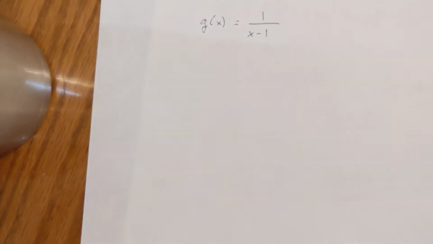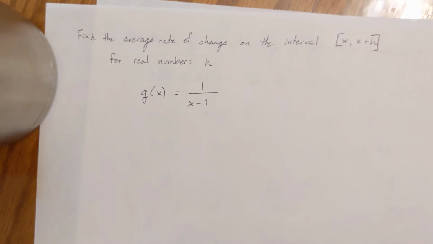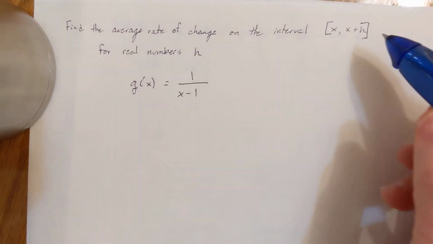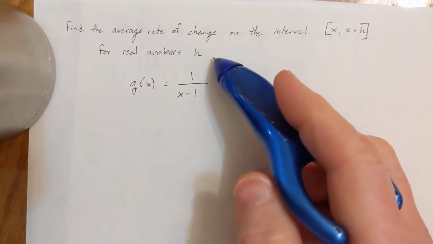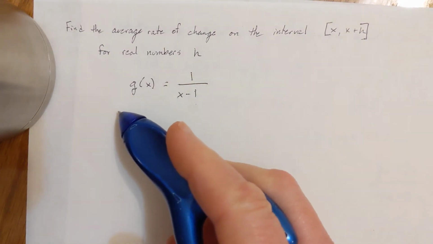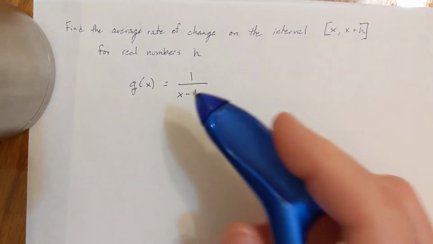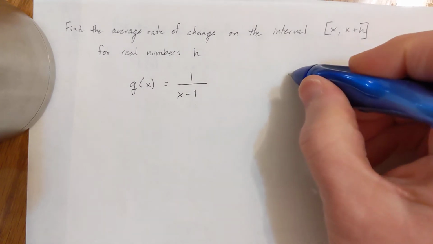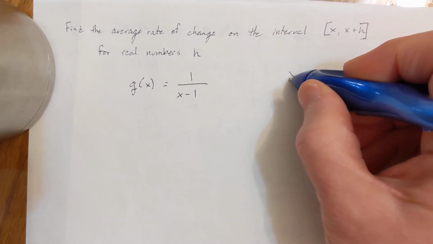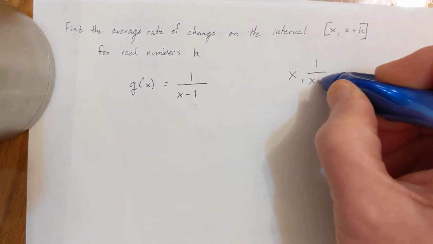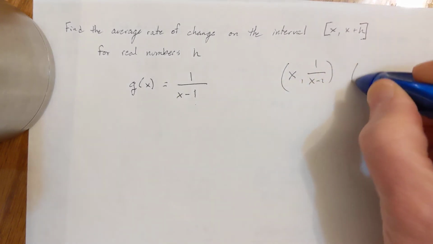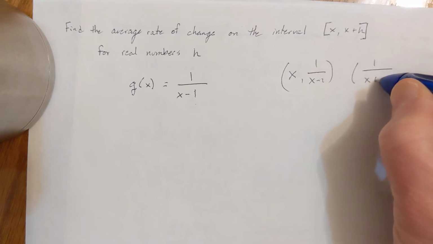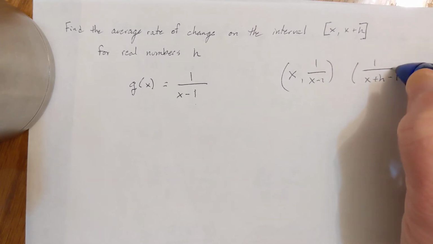I'm going to work another problem for us. Find the average rate of change on the interval [x, x plus h] for real numbers h. And they give me the function g of x equals 1 over x minus 1. So my points are x, 1 over x minus 1, and x plus h, 1 over x plus h minus 1.